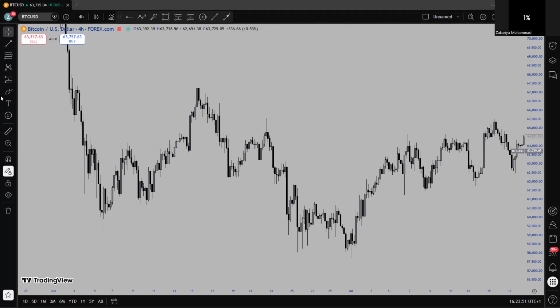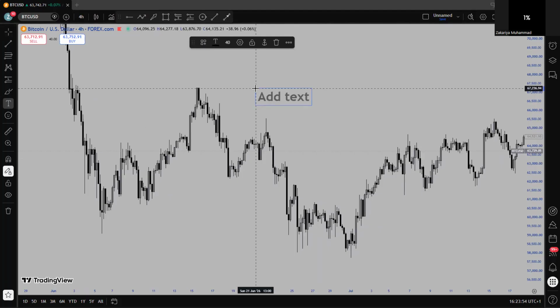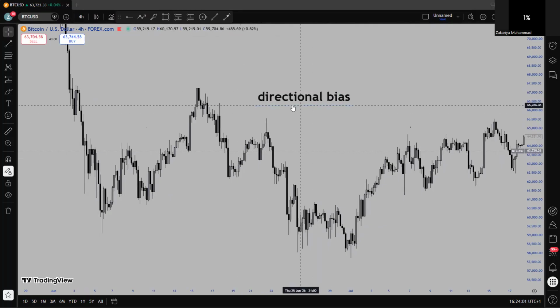What is directional bias? Directional bias, in simple terms, from the word direction, is you trading alongside the direction of the markets. That means you're trading with the markets. You're not predicting, you're following the markets to trade together. Directional bias is you following the overall trend of the markets. If the market is buying, you should follow the market to buy. If the market is selling, you should follow the market to sell.